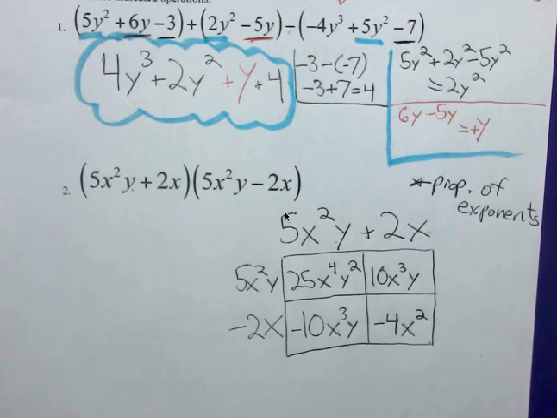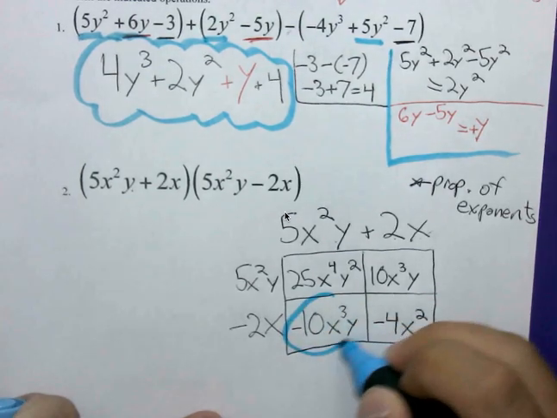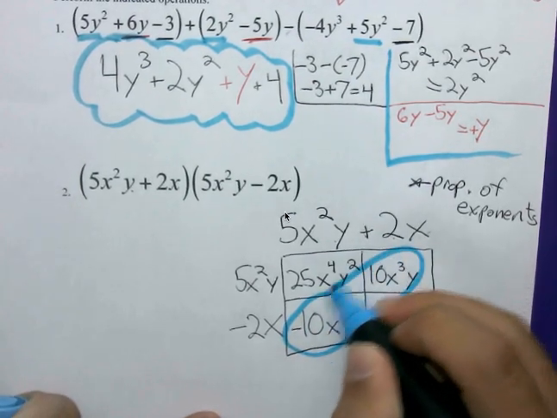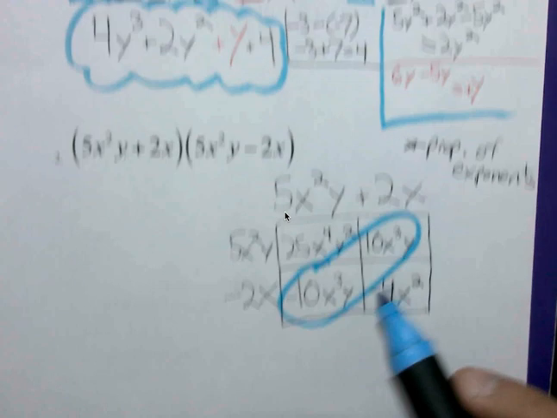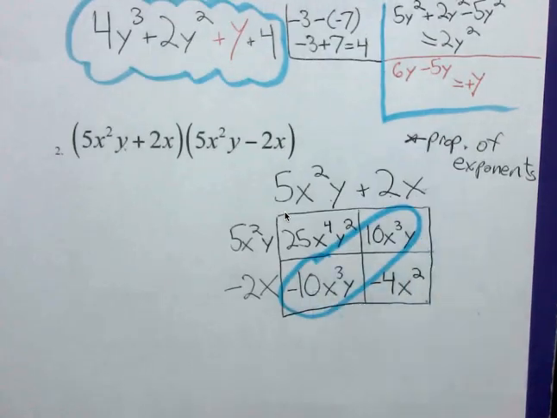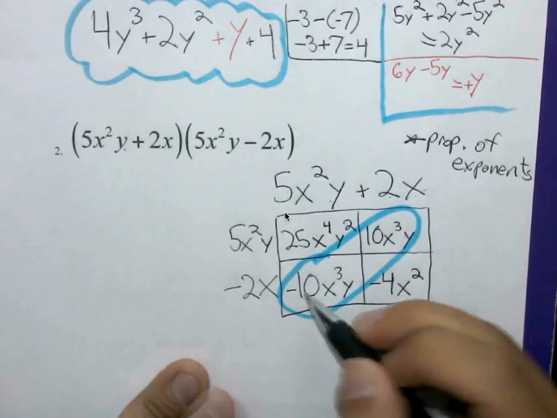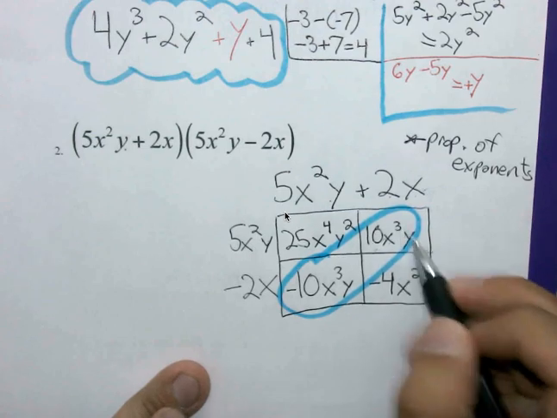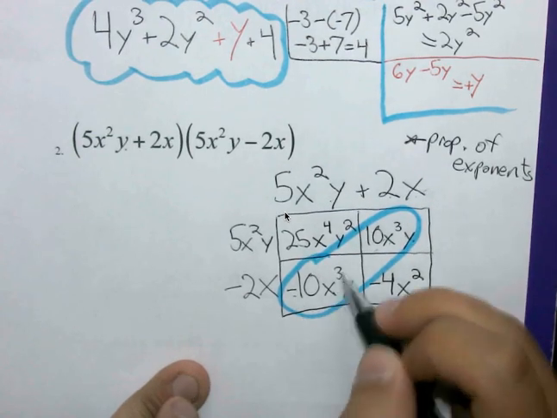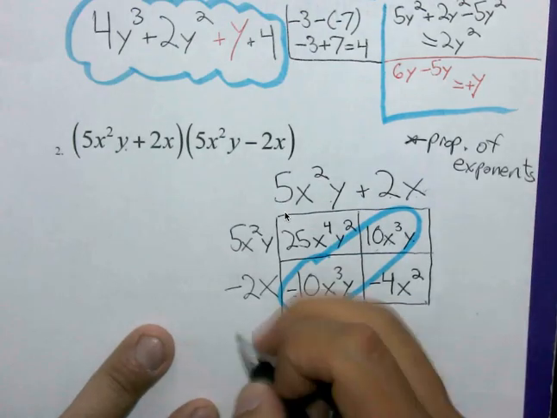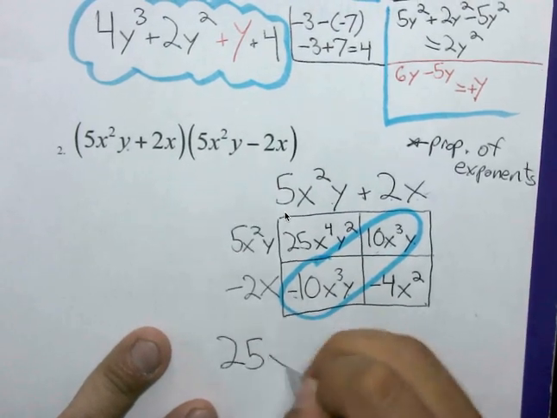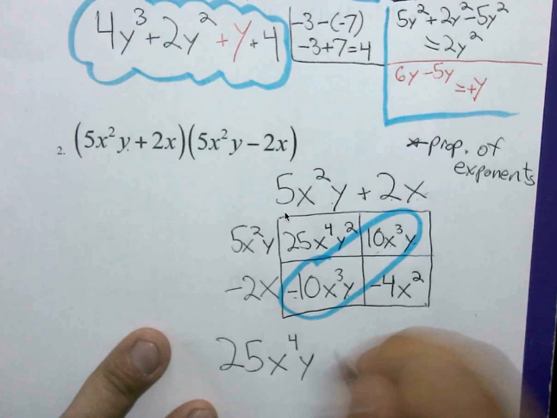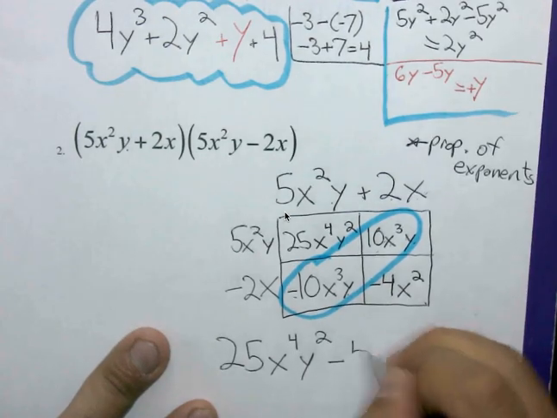From box method, ideally we end up combining terms that go down the middle. What's nice about this one, look closely. Do you see a pattern between these two terms that I highlighted? Hopefully you were thinking that these would cancel out, which is true because this is positive 10 x cubed times y. This is negative 10 x cubed times y, so those cancel each other. So all we really need to write for this is 25x to the 4th, y squared, and then finally concluding with negative 4x squared.